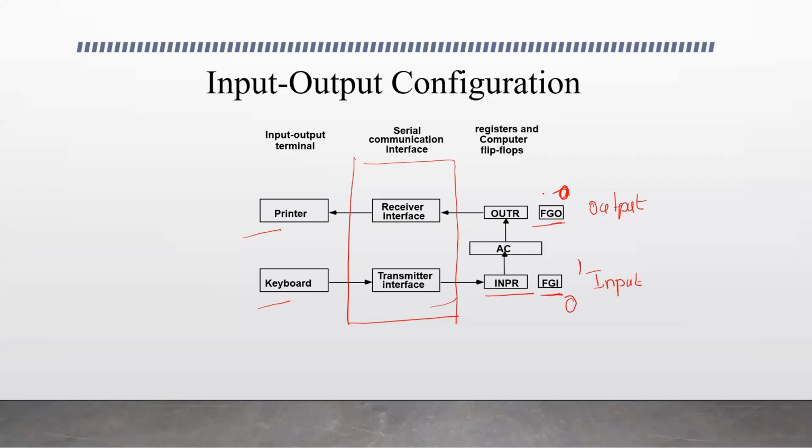That means there is already information in OUTR. It cannot take any more information. So now FGO is set to 0. And the output register transmits through the transmitter interface. The output is transmitted to the printer for printing. This is how input and output is transmitted between the registers and transmitted back to the user.